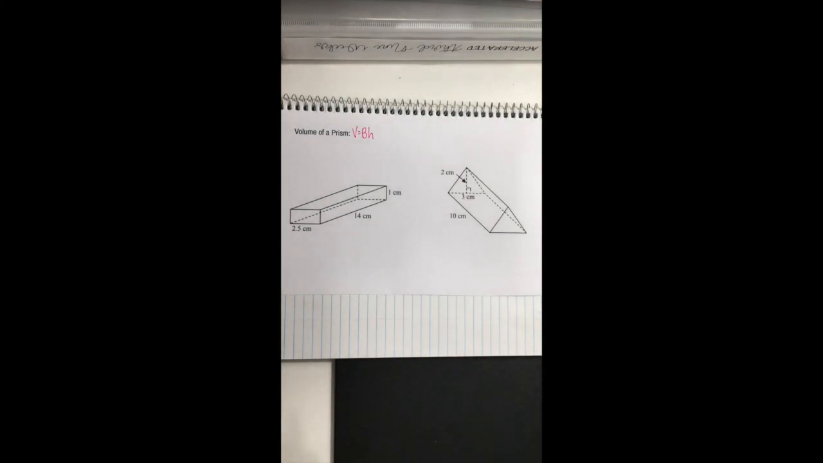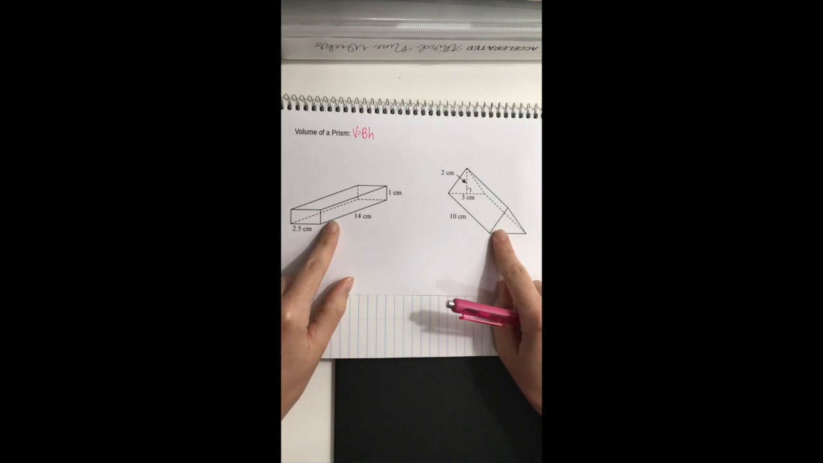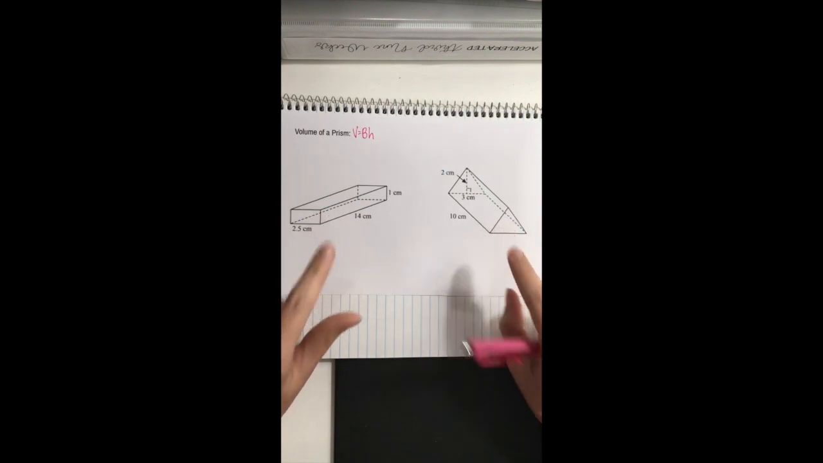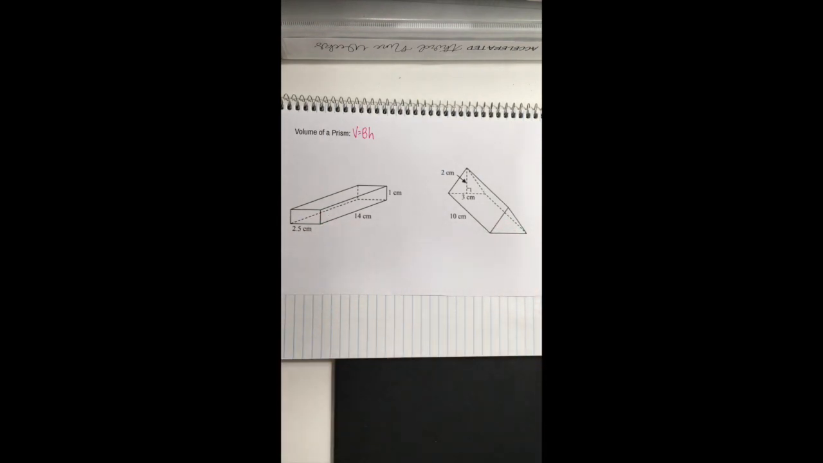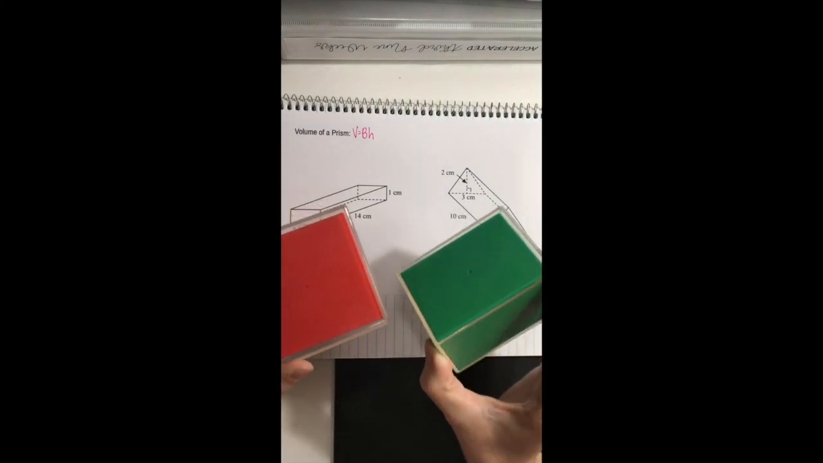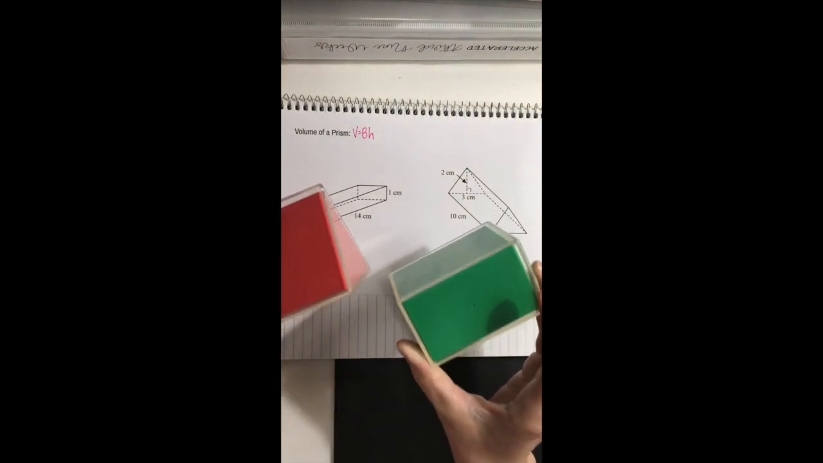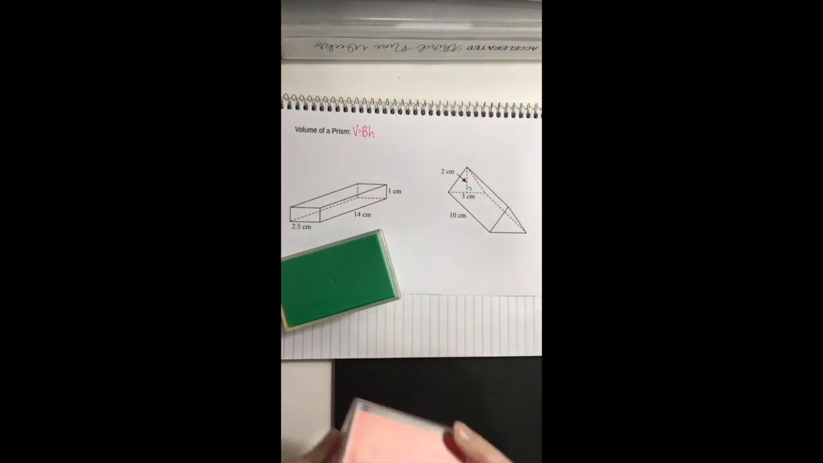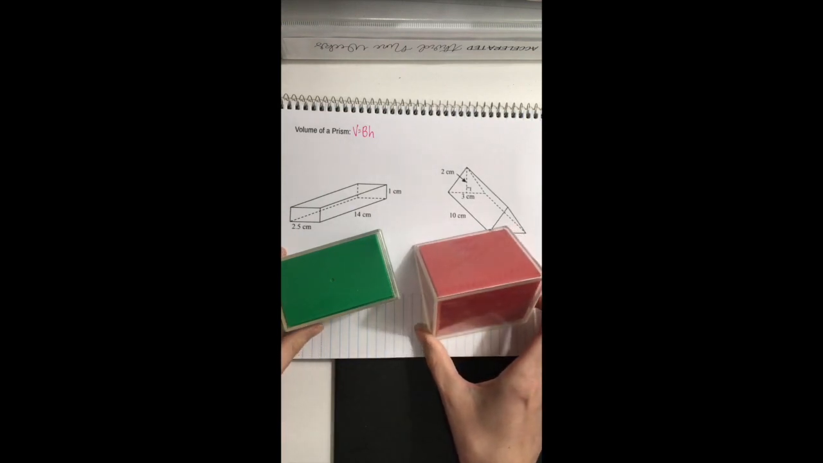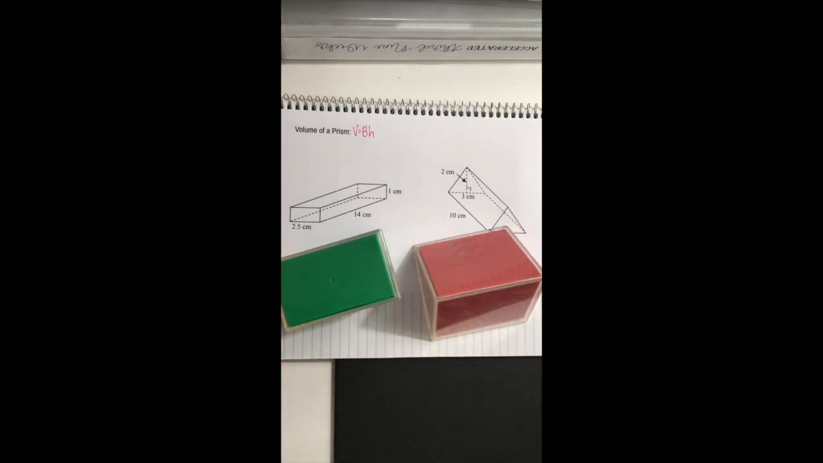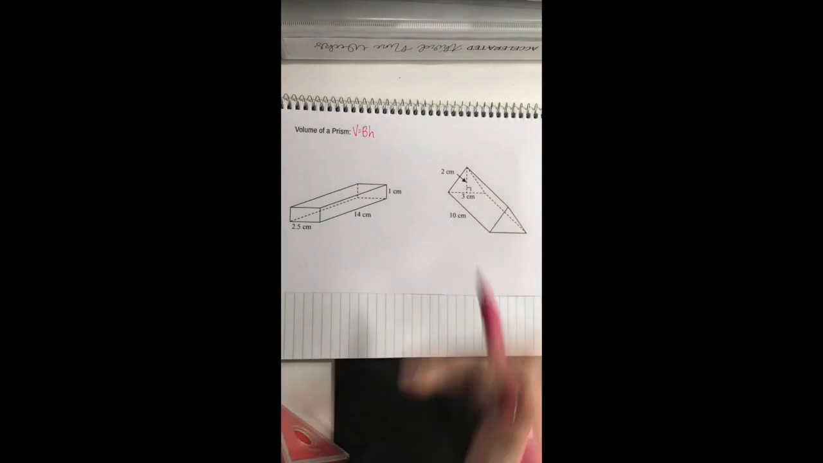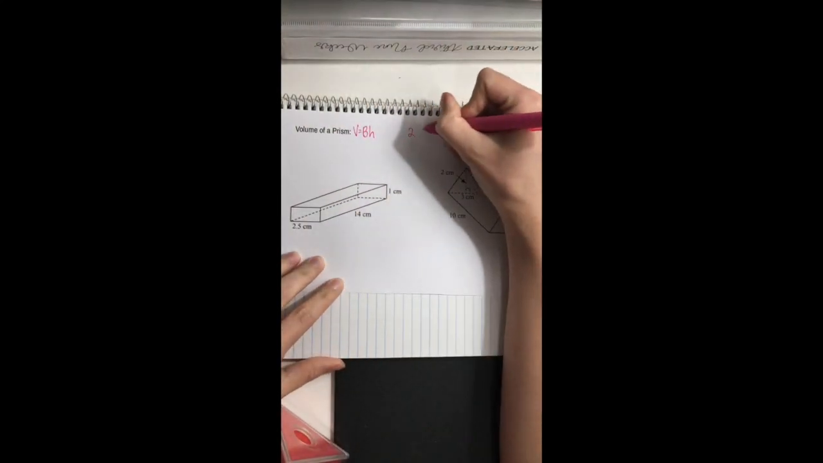So remember that capital B is area of the base, H is the height of the 3D shape, the distance between the two bases. Okay, so these are both prisms. So a prism is a 3D shape that has two bases. That's all we need to know, okay? A prism is a 3D shape that has two bases. So here's an example of this shape. So we're going to go ahead and write up here, prisms have two bases.